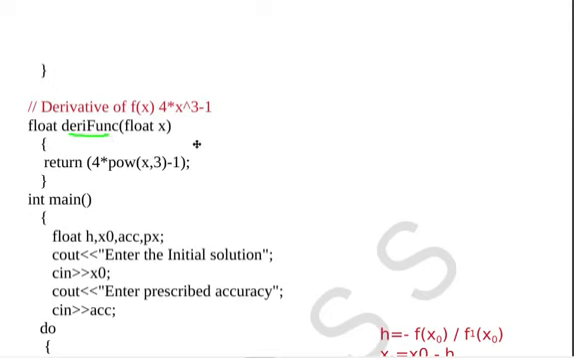You can use any function name, I have used this only. Then x, return 4 into, that is here my derivative is 4x cube minus 1. So it is 4 into power of x comma 3 minus 1. So it will return, say suppose I need to find f dash of 2, I can call deri func of 2. Then this x will be replaced with 2 and this equation will be evaluated and that result will come from this function.